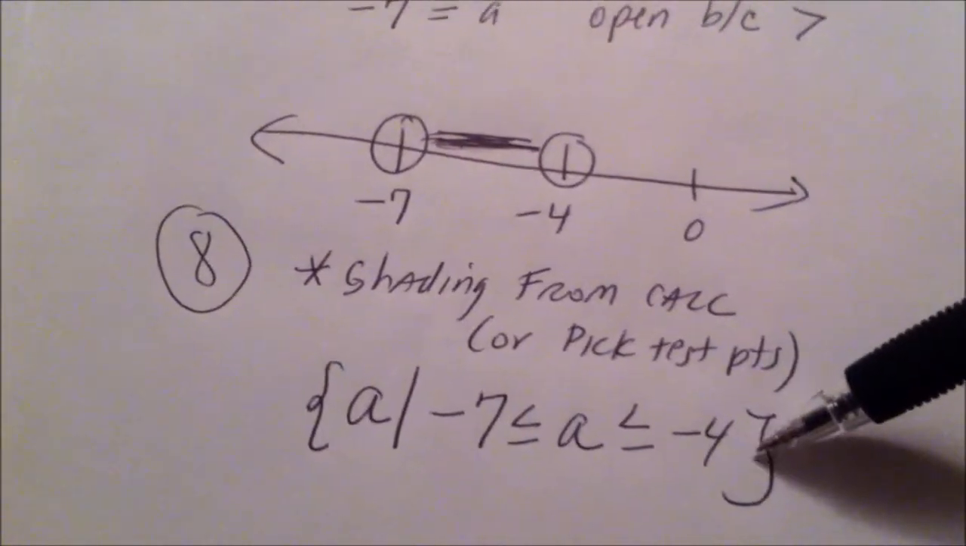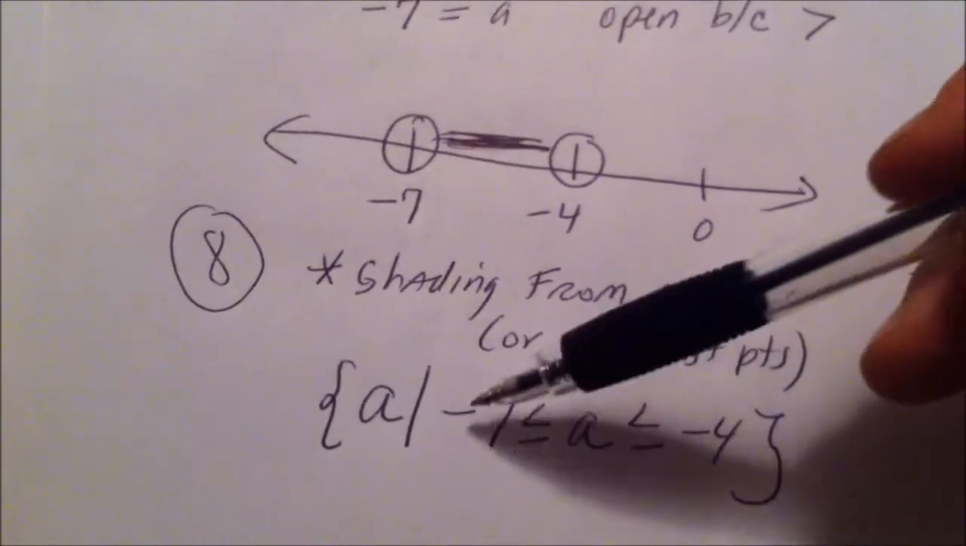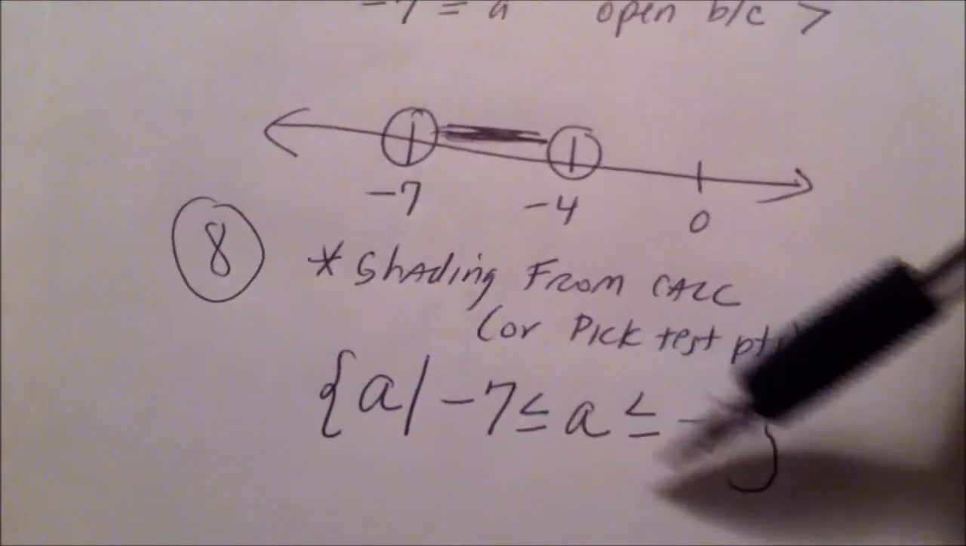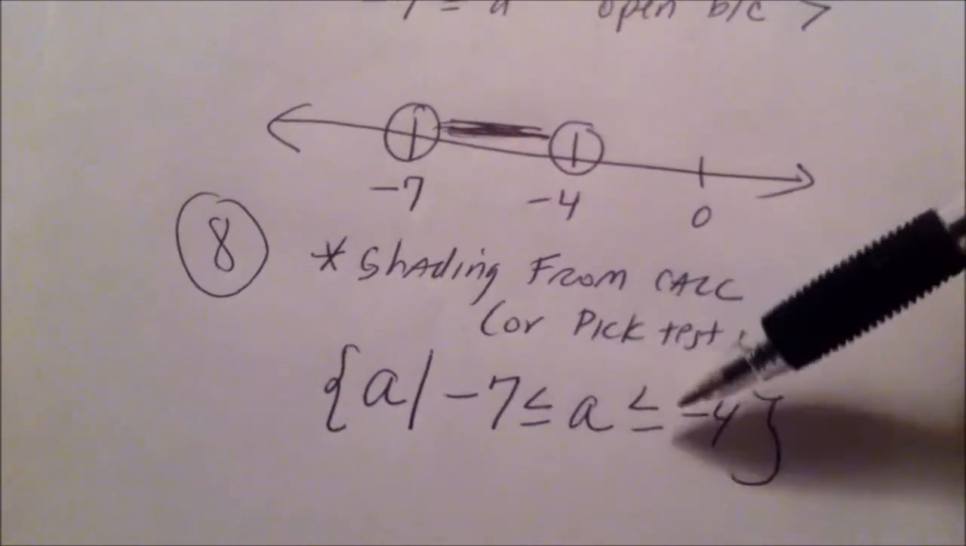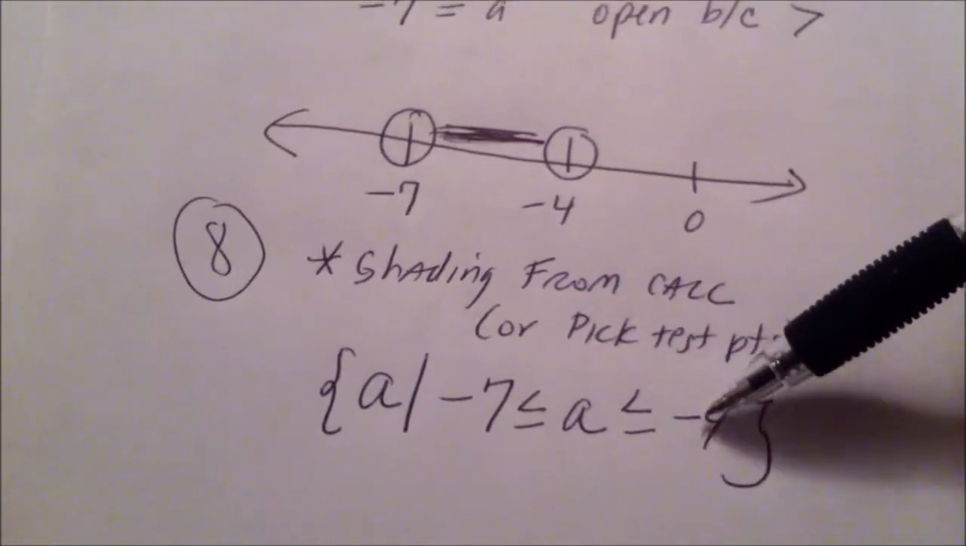This is what the solution set looks like. A is in between -7 and -4. A lot of you are having trouble with these solution sets. These inclusive solution sets, the symbols are always in the same direction. The smaller number goes to the left, the larger number goes to the right.